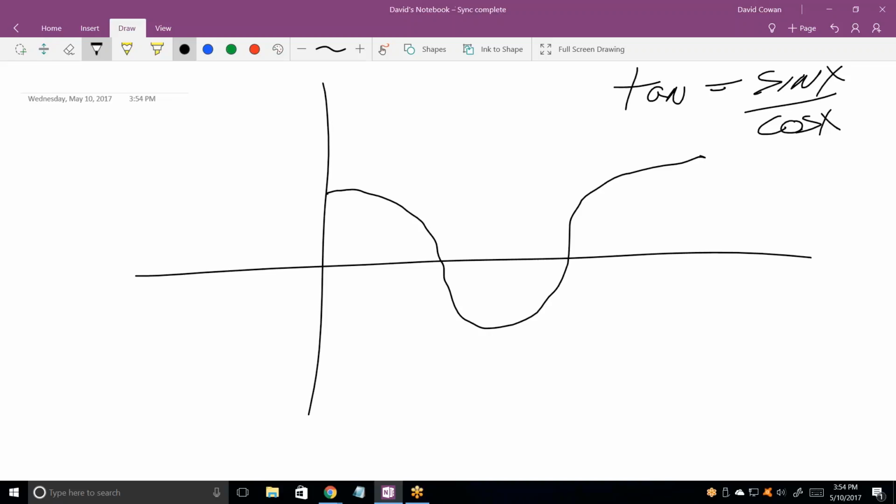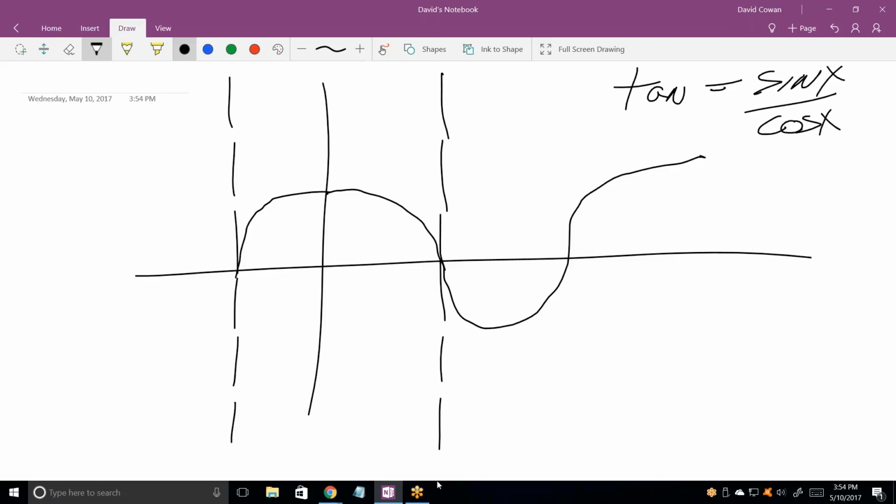In other words, I've got to have an asymptote right there for the tangent curve. And I've got to have another one right here. Those points are minus pi over 2 and pi over 2. Whenever cosine of x is 0, tangent is going to be undefined. That's where its asymptotes have to be. And cosine of x is equal to 0 at pi over 2 and minus pi over 2.